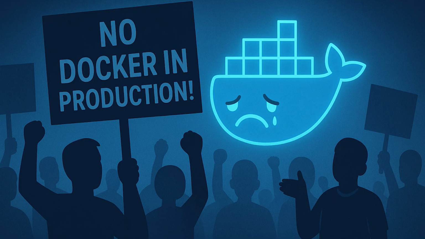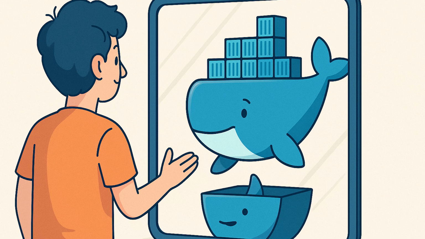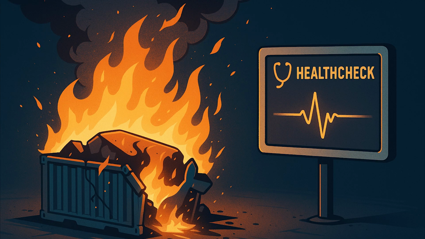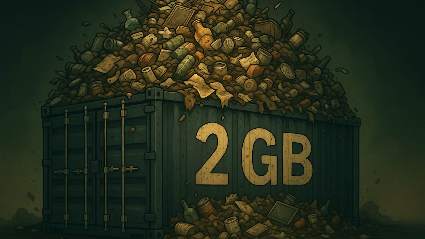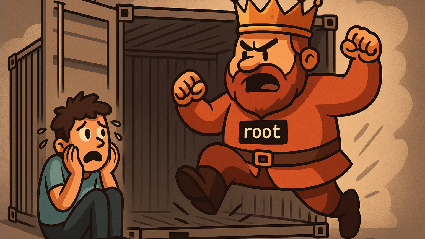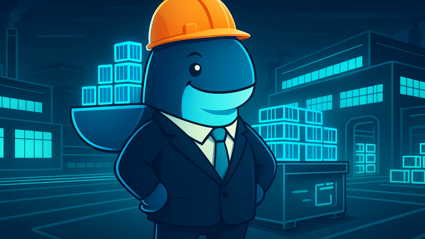The "Docker isn't good for production" crowd. It's not Docker's fault, it's yours. You didn't add health checks, so Docker couldn't restart a broken service. You didn't set up a multi-stage build, so your image is 2 GB of junk. You ran everything as root, so now you're scared of your own software. Docker can be production ready if you treat it like a production tool.